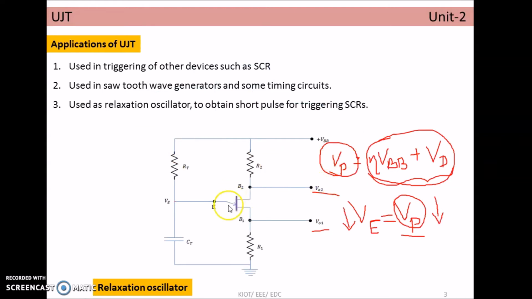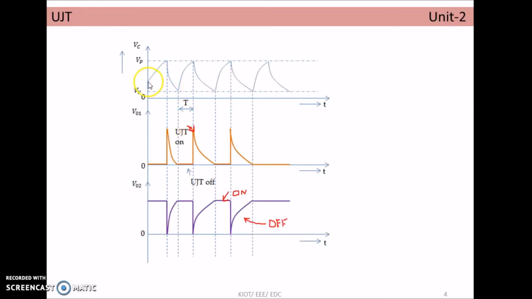As I told you, when the UJT is in the off state, the voltage available at the terminal V02 is with respect to this VBB, so we get a high voltage. This is the period of the cutoff region, during which the UJT is said to be in the off state. During that period, we get a high voltage at the V02 terminal. Till this point, it is in the active high region.